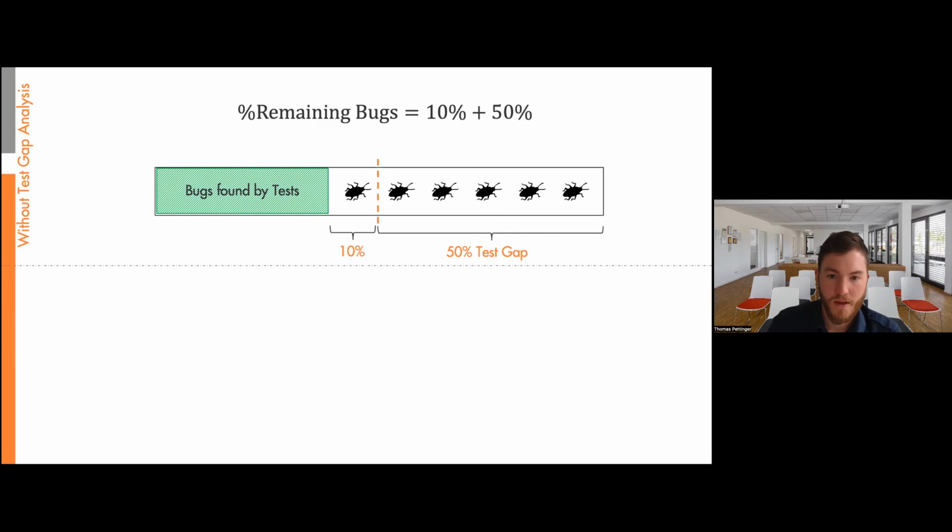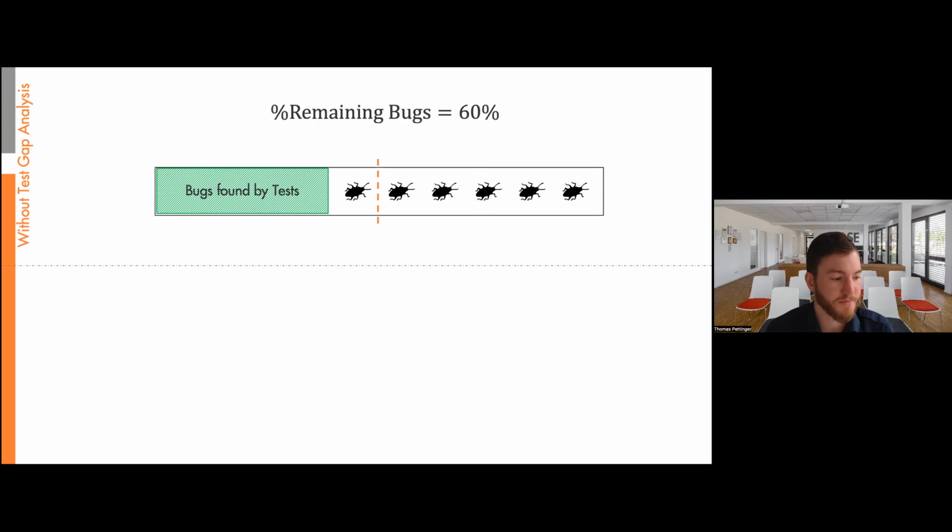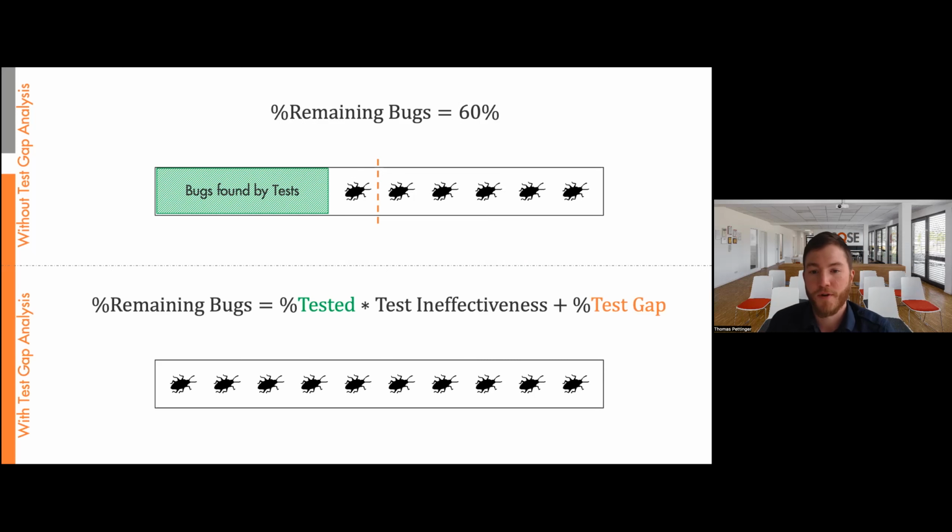So right here, we have 50% bugs in the untested changes, 10% in the tested changes. So overall, 60% of the bugs still remain in the system when not using test gap analysis. That's our comparison value here. So now let's see how this looks for the time when they actually used test gap analysis in practice.